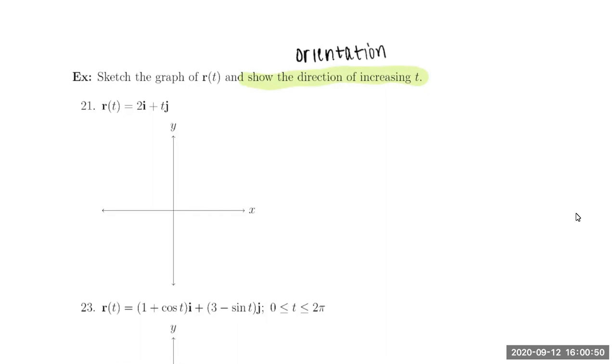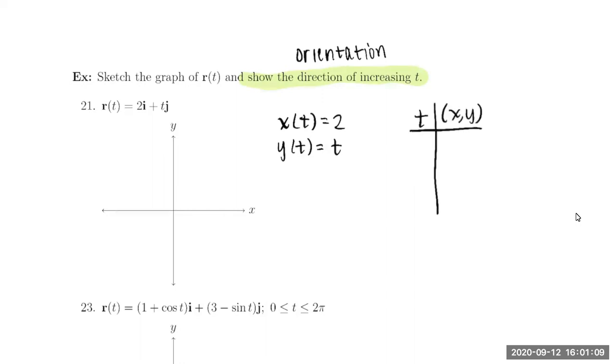All right, so let's take a look at 21. We're going to start out easy. We have a constant function x of t equals 2 and y of t equals t. So if you want, you could plug in some values for t, and then you could find the xy coordinate points. For example, let's start with 0. X is always 2, y is going to be 0.